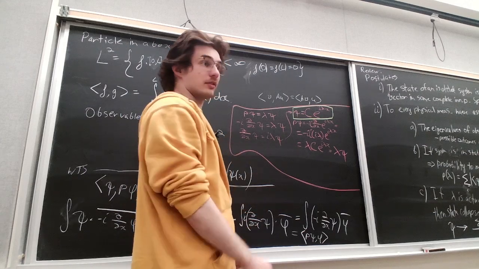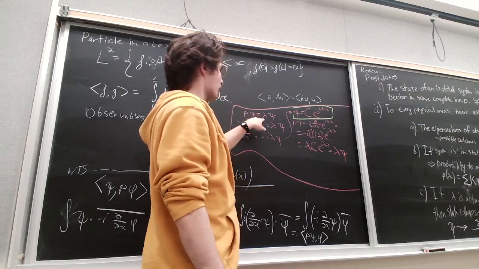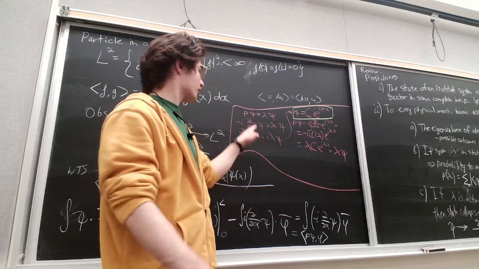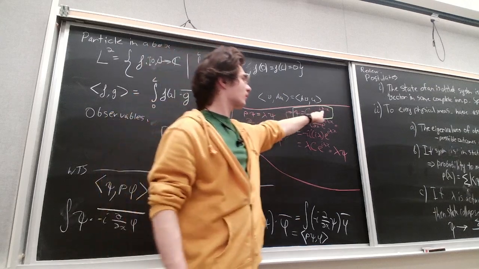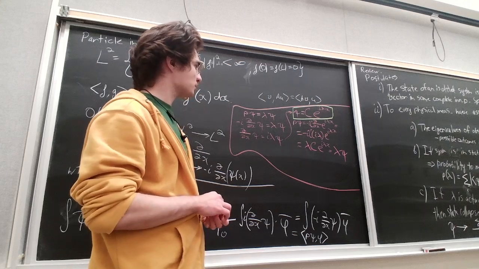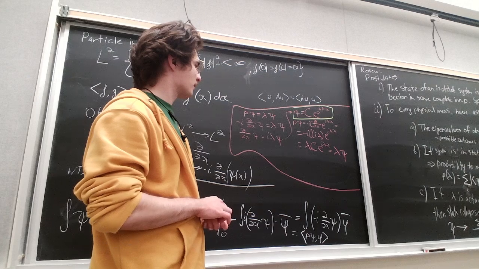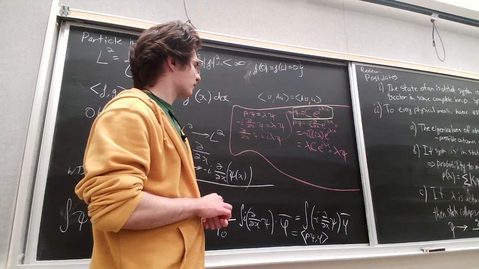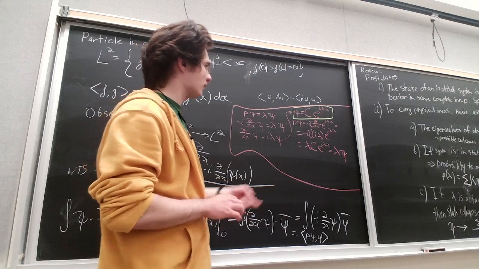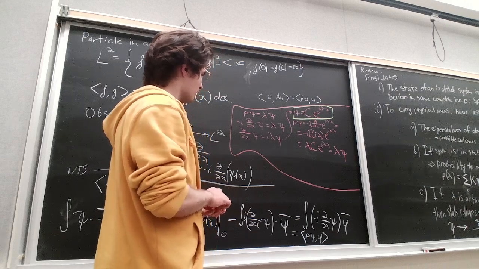So what does this tell us? This tells us that if we have some function that looks like this with some lambda, then this is an eigenstate of the operator, and that lambda is a possible momentum that we can measure.